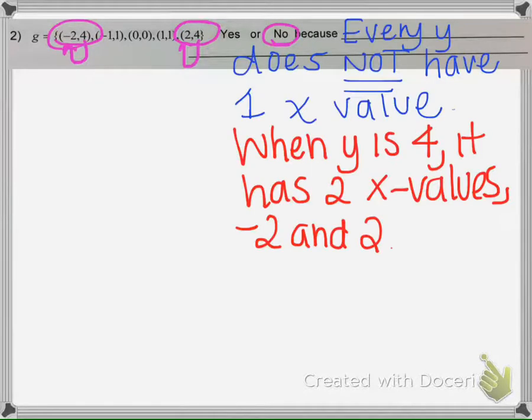If we take a look at example 2, when y is 4, it has an x value of negative 2. But if we look over here, when y is 4, it has an x value of 2. So automatically, without even looking at the rest of the points, we know that it is not a function. Every y does not have one x value. So again, when y is 4, it has two different x values. Therefore, it is not considered one-to-one.